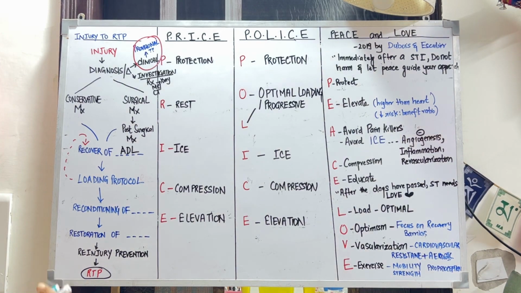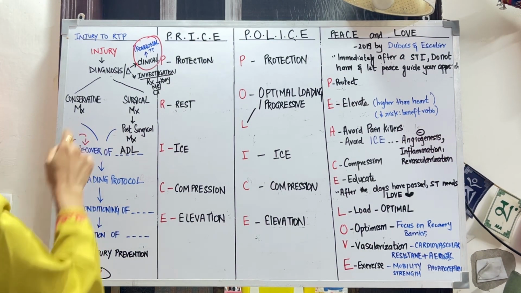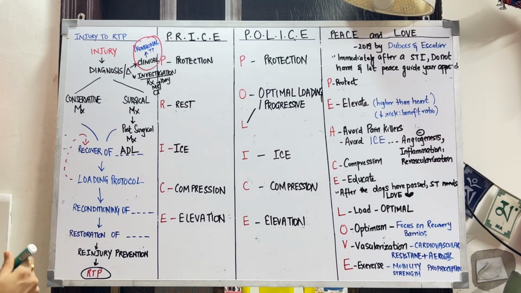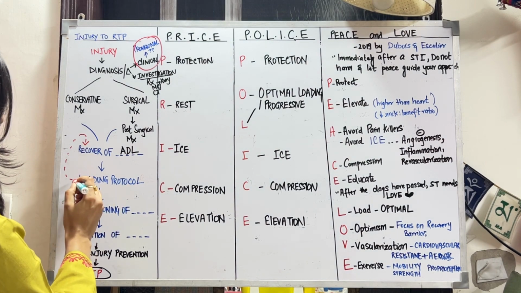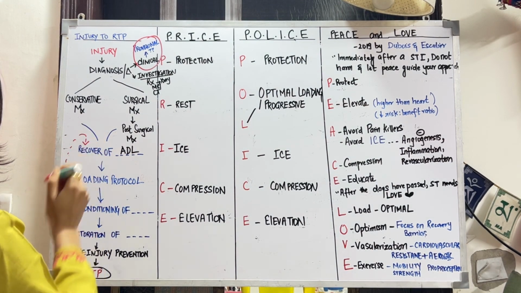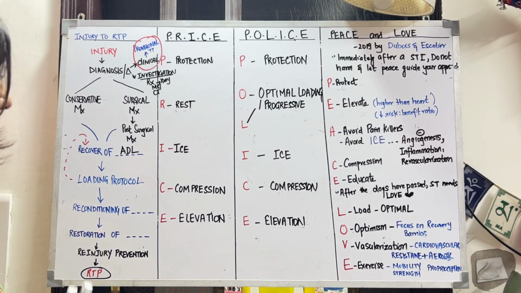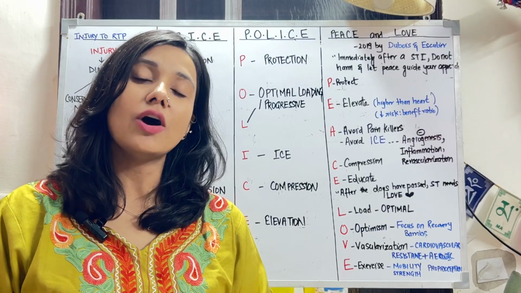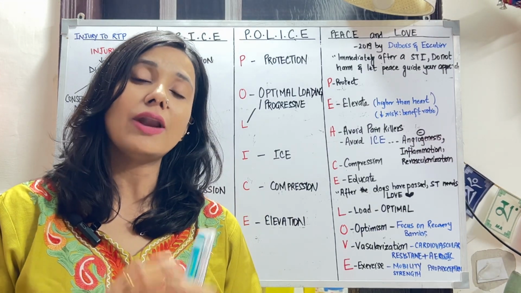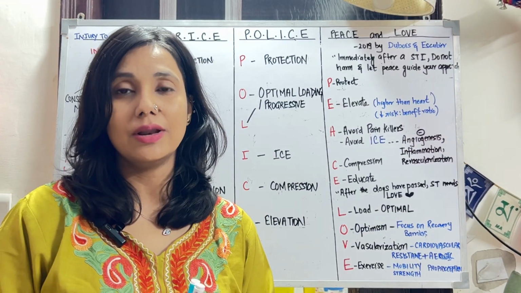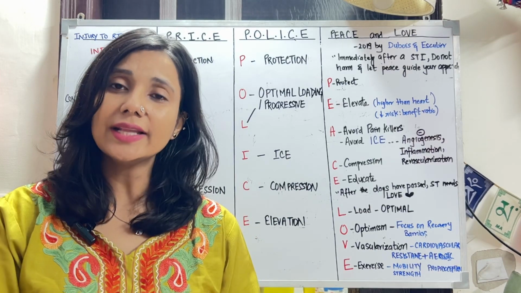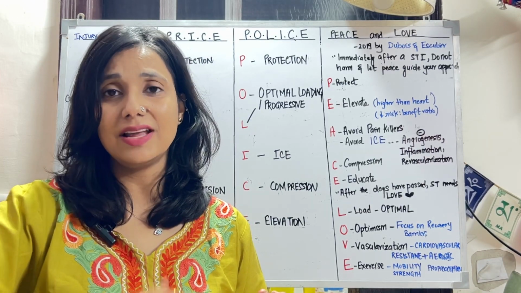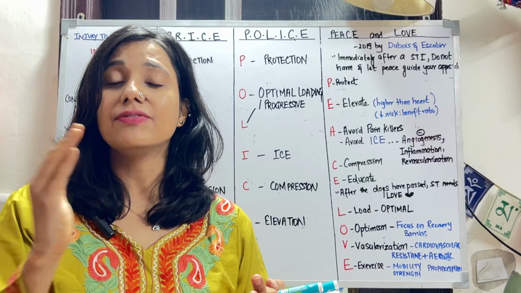Now I have also made an arrow line in this area because sometimes this loading protocol can be an earlier step than the recovery of ADL. When we are talking about the loading protocol, we usually call it the optimal loading protocol and progressive loading protocol. It simply means you're loading the joint from the very basic level and progressing through the different phases.